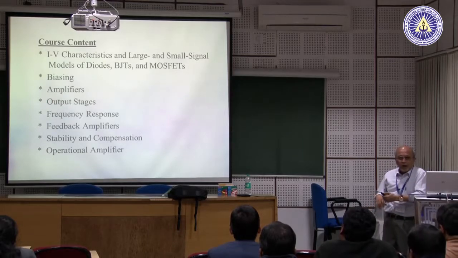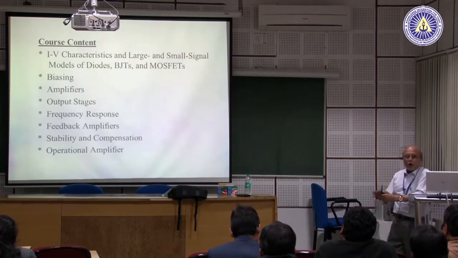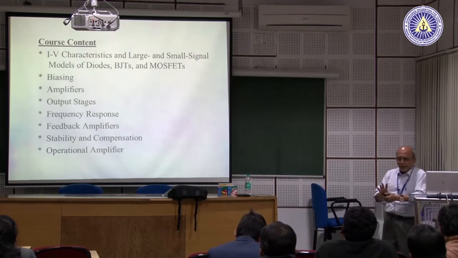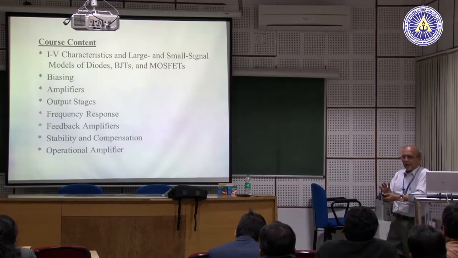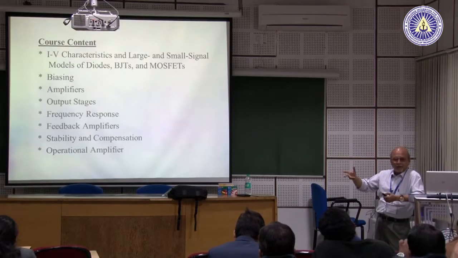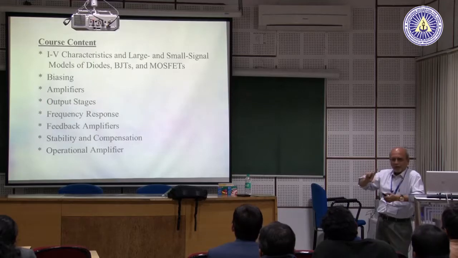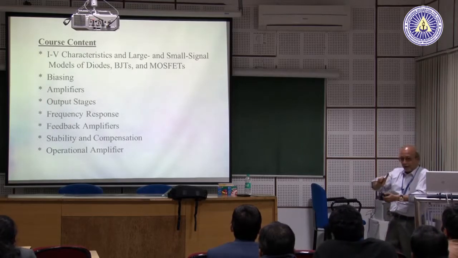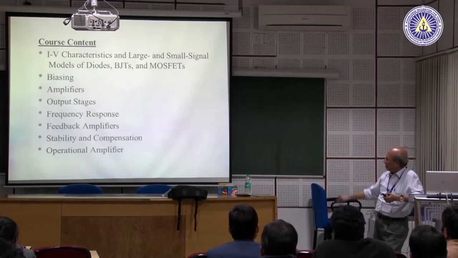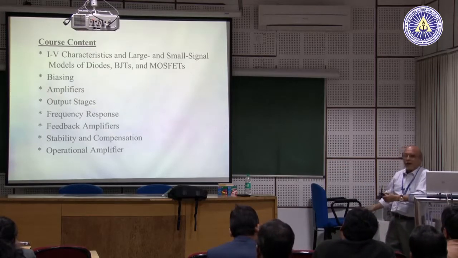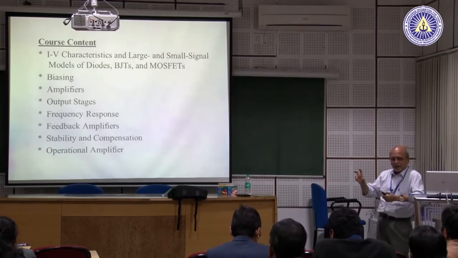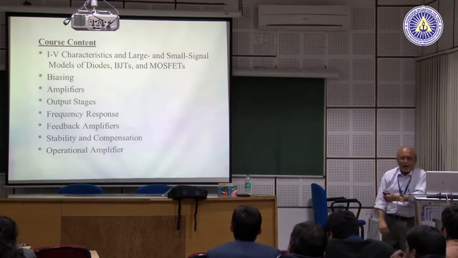Stability compensation: how do I prevent oscillation, or how do I design oscillators? Either way, if an analog circuit has to be stable, it should not oscillate, but I may also need to design an oscillator. So my design pedagogy is opposite in the two cases: how to make a circuit oscillate and how to make a circuit not oscillate. So this is stability and compensation, and eventually all analog circuits culminate in a wonderful piece of circuit which we call the op-amp.